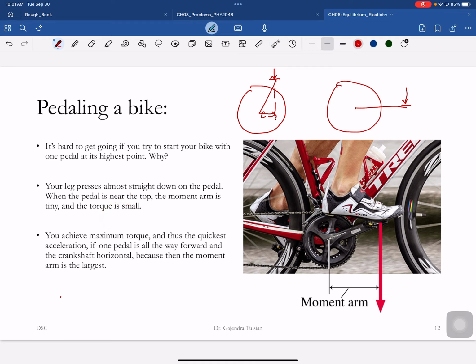So again, if the torque is small, the angular acceleration is small, and it's hard to get it started. You achieve maximum torque and maximum acceleration if the pedal is way forward and the crankshaft horizontal, because then the torque is this force times this moment arm.